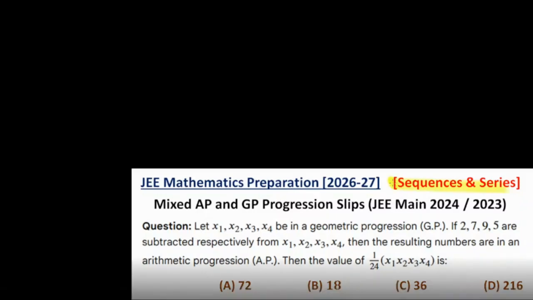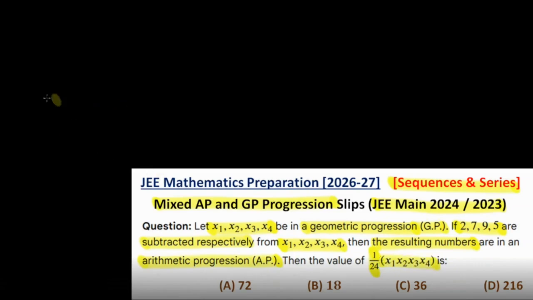Today's topic is sequence and series. This question is about mixed AP and GP progression, and this question or similar questions appeared in JEE Main 2024 and 23. In the question, x1, x2, x3 and x4 are in geometric progression. When each of them is subtracted by 2, 7, 9 and 5 respectively, the resulting numbers become in arithmetic progression. As such, we have to find the value of this quantity.